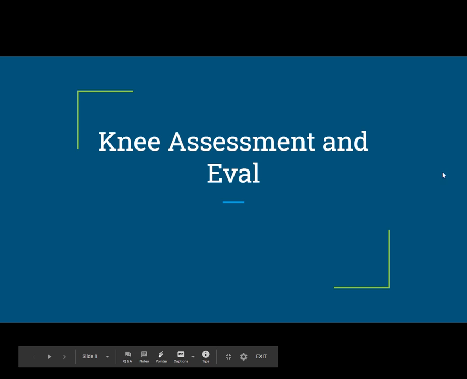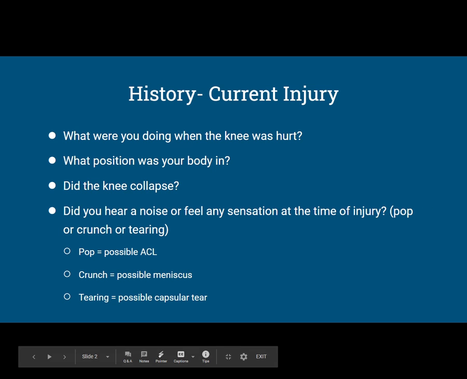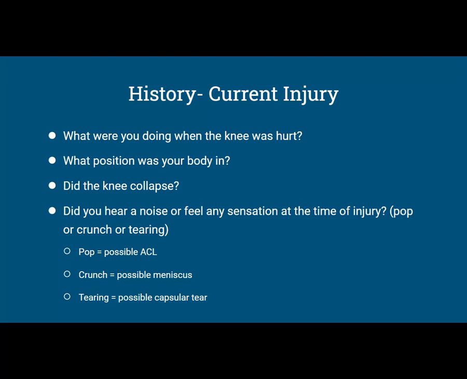Knee assessment and eval. Okay, so just like every other time, we're going to start with the history. With the knee, you're just going to look at a couple different things. You're going to look for sound, which is a very important concept and question. Is there a pop, a crunch, a tearing? Those mean different things. If it's a pop, a lot of times it's a ligament, possibly the ACL. If it's a crunch feeling, a lot of times it's a meniscus, or if it's tearing, it could be capsular or muscle.